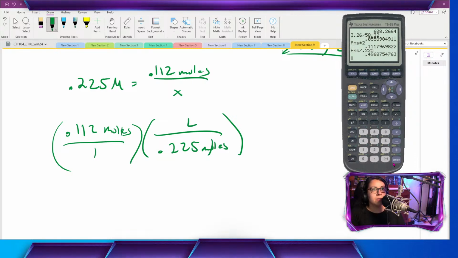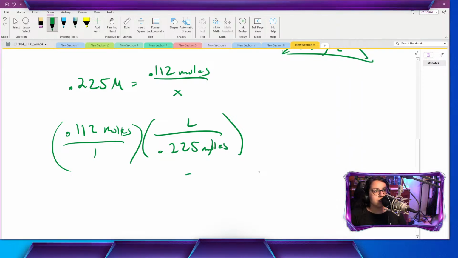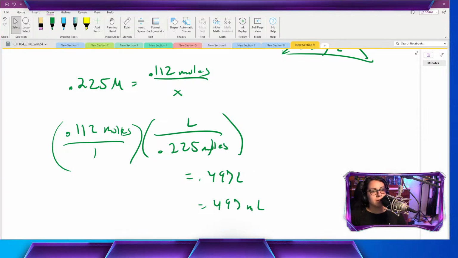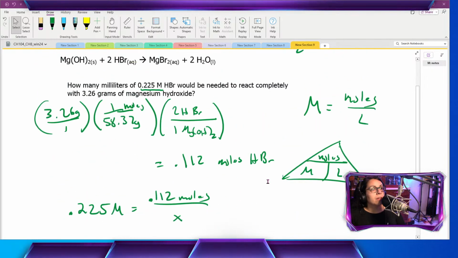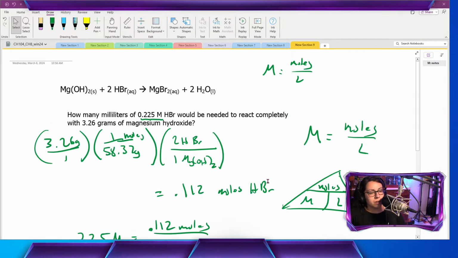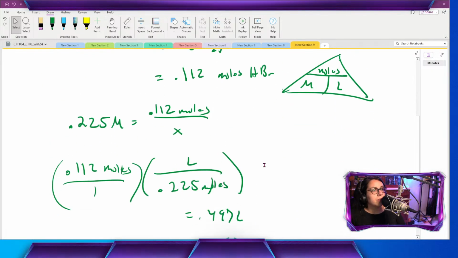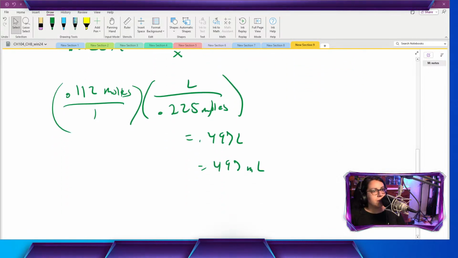All right, so we're given 0.497 liters, which would be 497 milliliters there. Oh, I think I wrote something wrong. Oh, no, I didn't. It's fine. Okay. Any questions about that one?